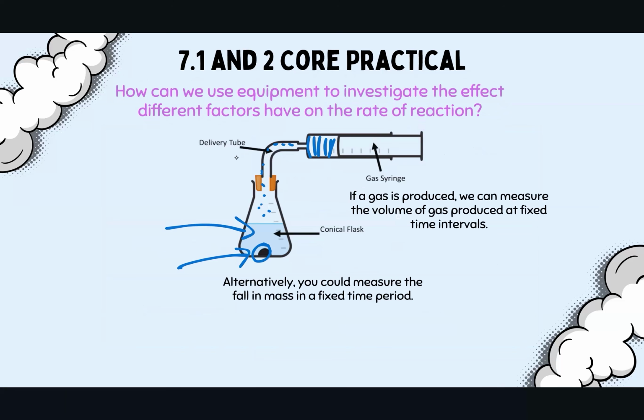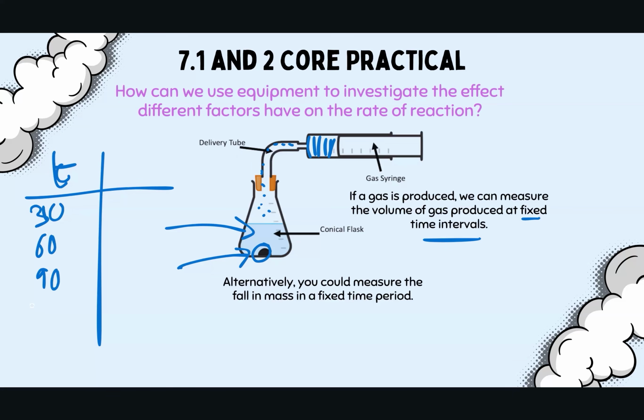And you can measure what the volume of gas is at fixed time intervals. So you get a change in time. So I do it at 30 seconds, 60, 90, 120. One of your control variables here would be the amount of time you measure it for. And then your volume would go in the next column. Now, if you've got volume and you've got time, you can work out the rate of reaction.